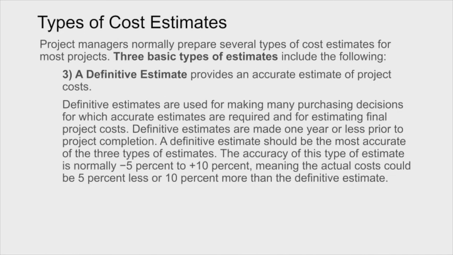Finally, we have a definitive estimate. This is the most accurate form of estimate. And definitive estimates are used in making many purchasing decisions for which accurate estimates are required, or for estimating final project cost. And definitive estimates are made 1 year or less, pretty close to the actual time. They can give you a really good handle on the cost. The definitive estimate should be very close to the actual cost of the project, usually between -5% and +10%.